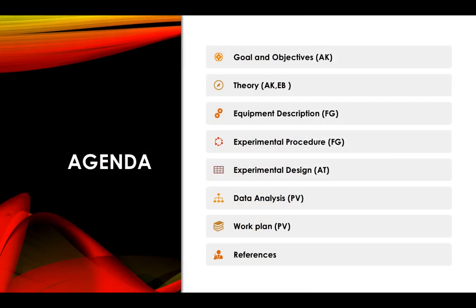Our agenda for today will be the following. Goals and objectives will be discussed by Alexandra Juan, as well as half of the theory. Then, following, Esteban Bermudez will discuss the other half of the theory. Equipment description and experimental procedure will be presented by Francis Gonzalez. Experimental design by Ariana Torres. The data analysis and the work plan by Pedro Vega.